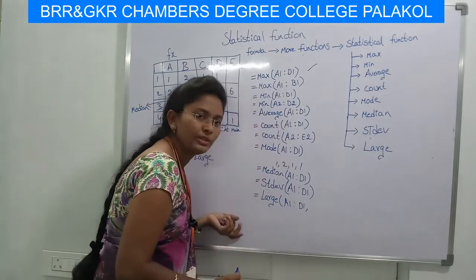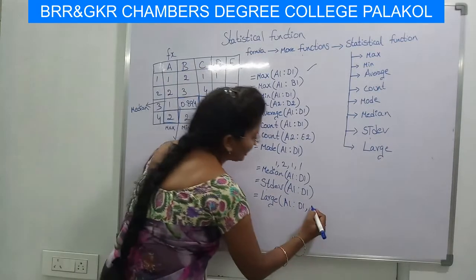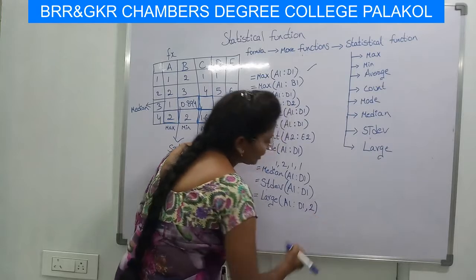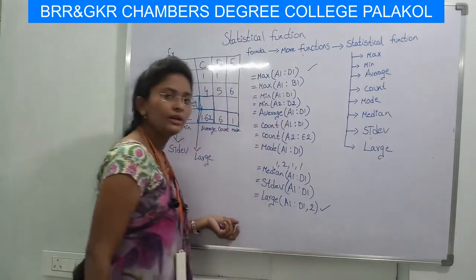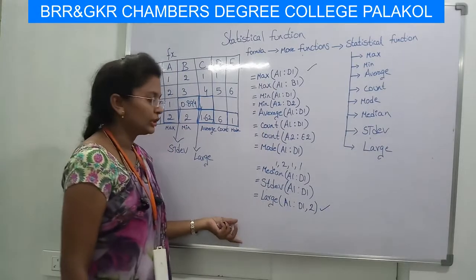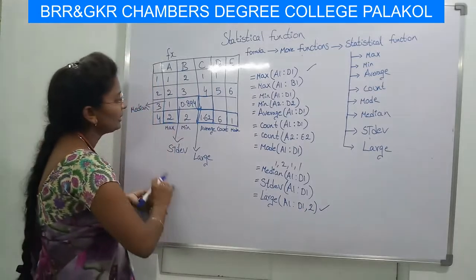We have to enter the formula with a condition. That means we have to enter some condition here. Place the comma symbol here, and I am placing the number 2 and closing the bracket. This is the correct way of entering the large function formula. After entering the formula, the result will appear here.